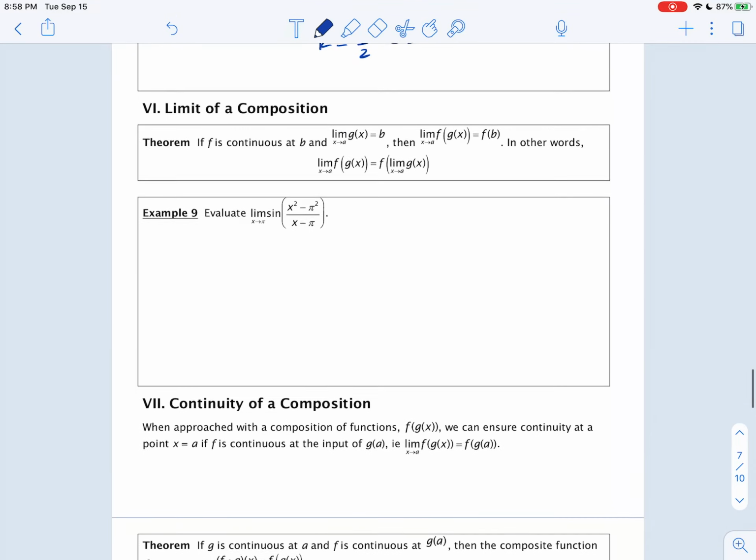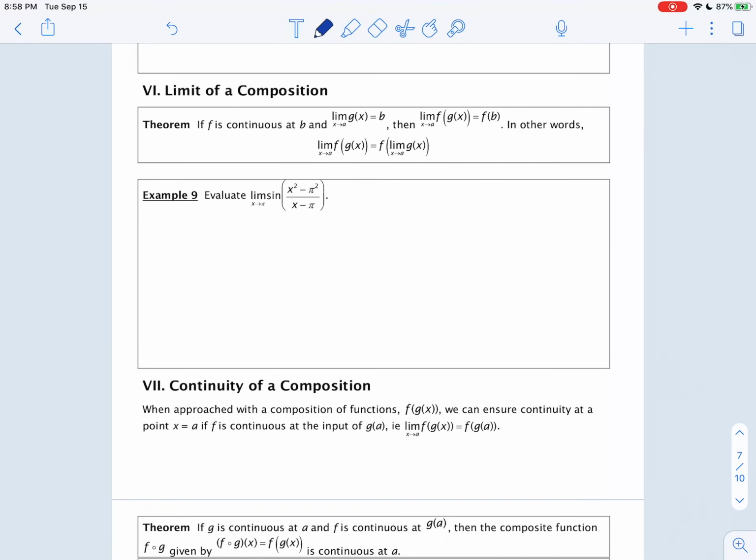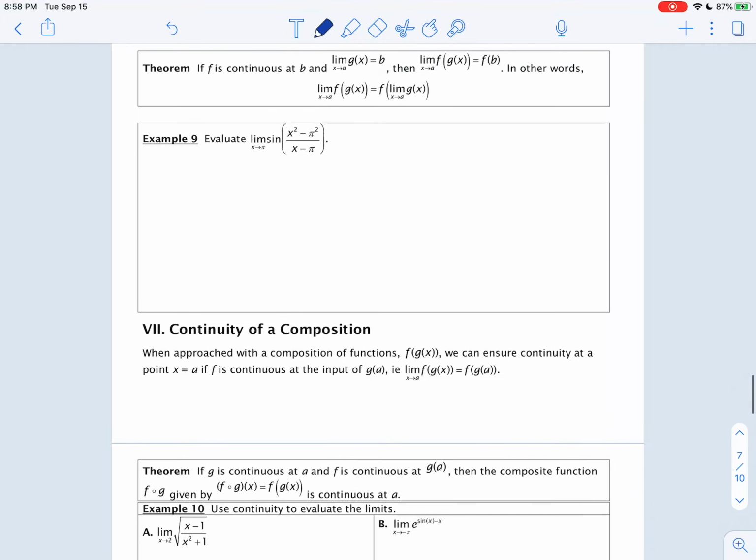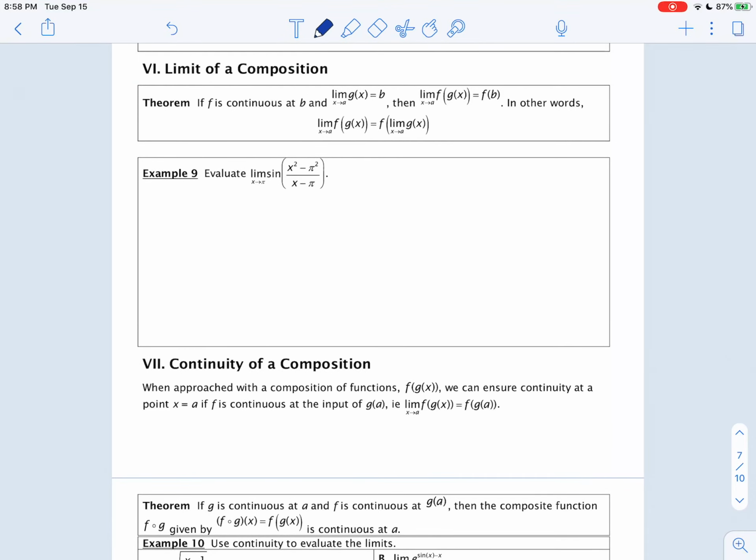Good. All right. I will stop here and maybe create another video in terms of limits of compositions of functions and talking about continuity of a composition of functions, because I don't want this video to go too long.